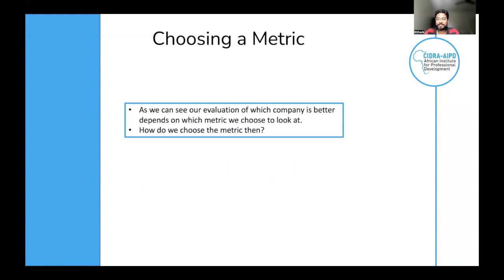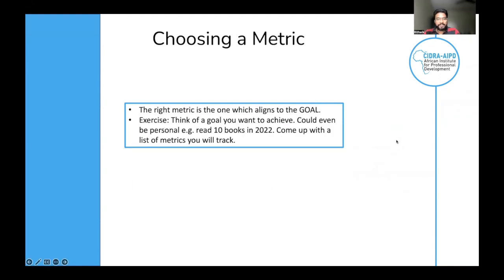But then how do we choose the metric? The right metric is the one which aligns to the goal that you chose. If your goal was to grow as fast as you can, maybe the percentage revenue was the right metric. If your goal was to become the biggest company in terms of headcount, the headcount is your metric. So whatever your goal is, that determines what metrics you would pick.